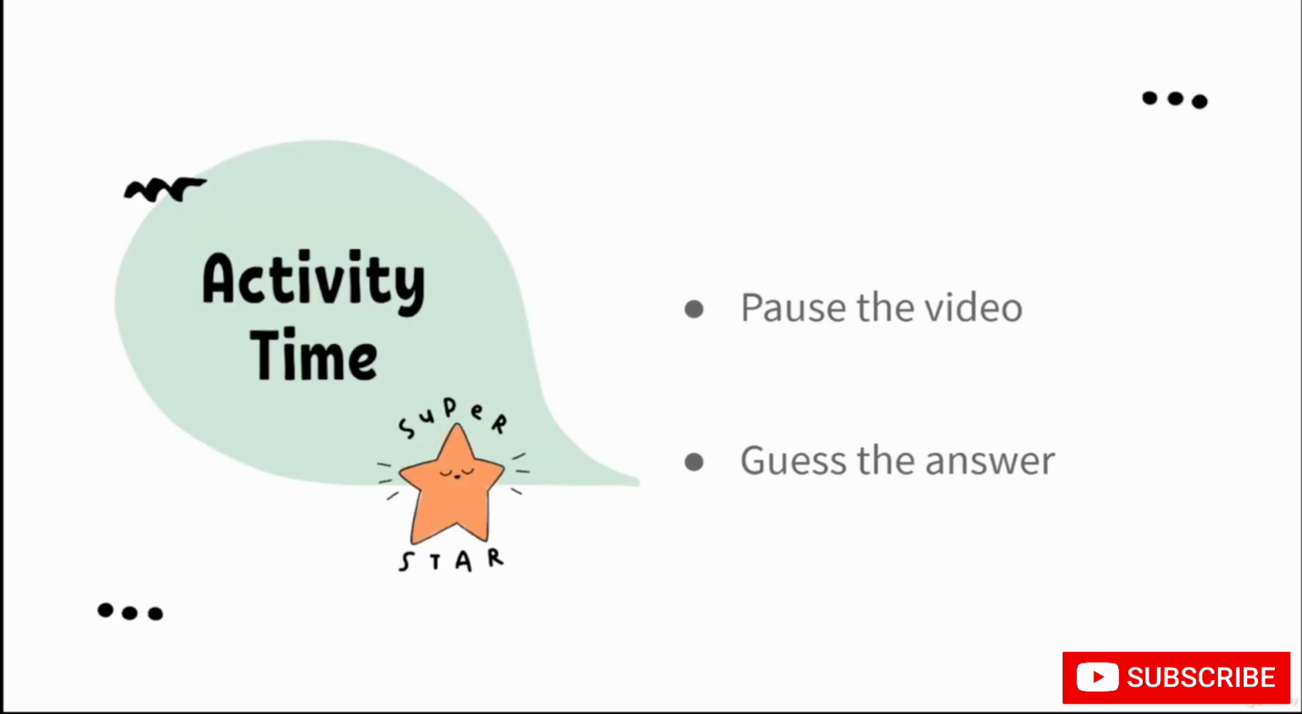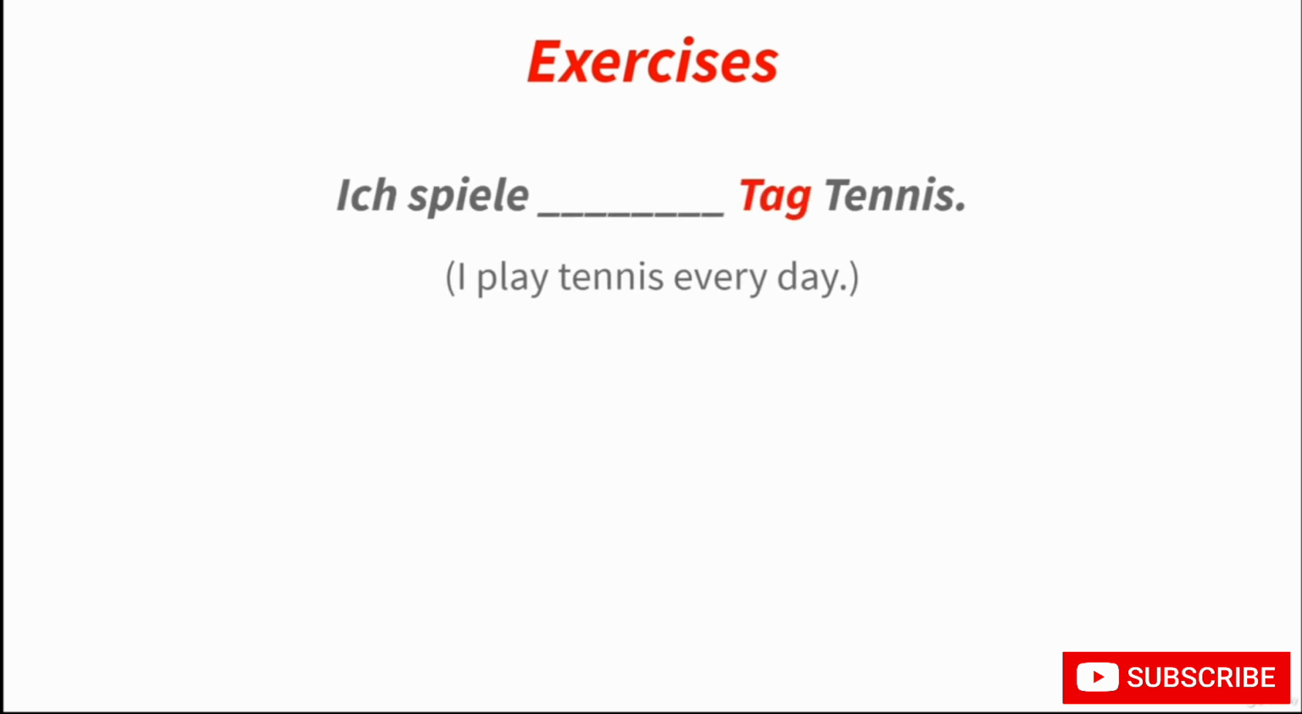Okay, so far we have learned the difference between jede and alle. Now it's time to check out what we have learned today. So please pause the video and try to guess the answer. Please at first decide whether the answer is jede or alle. If you have decided on jede, please think about the ending. The sentence means I play tennis every day. What do you think is the answer?